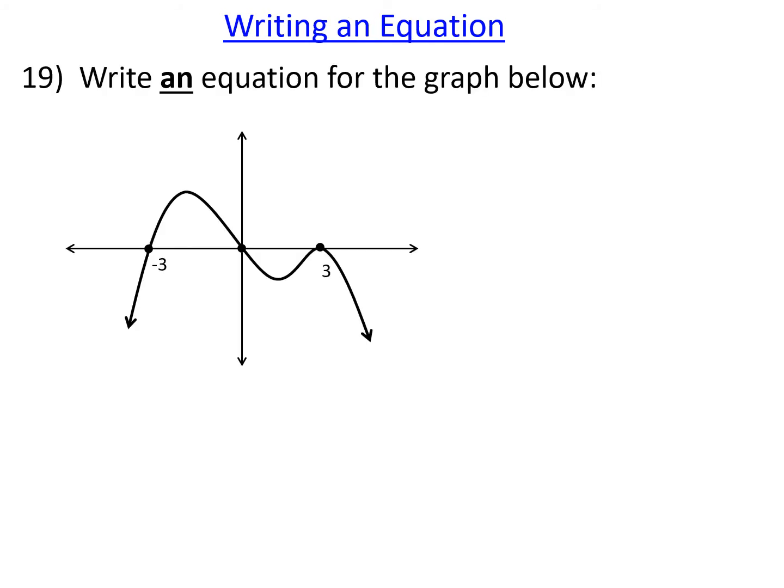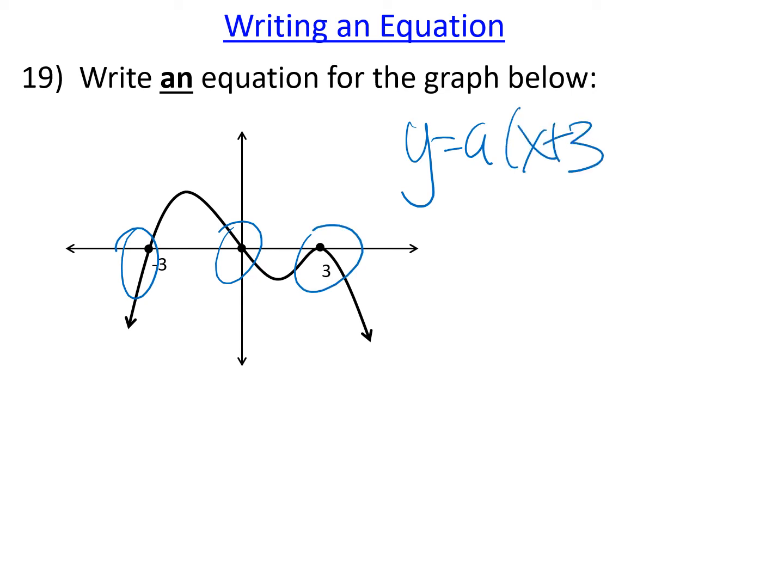Okay, we're going to write an equation. Okay, an equation means we're not going to solve for a. So I'm going to have y, uh-oh, I did not want that. I wanted my pen. y equals a. I'm going to have a factor for each x-intercept. x plus 3 for that one for opposite. x plus 0, and then x minus 3 for the last one.